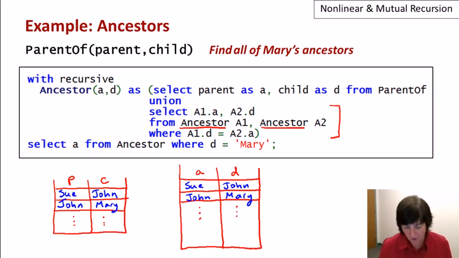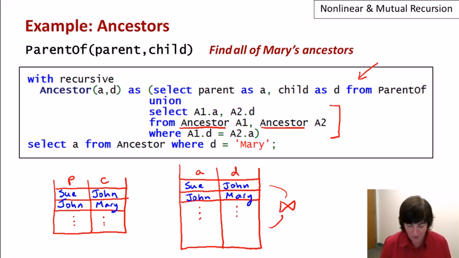So we again start by copying the contents of the parent table into the ancestor table as part of the base query, and I've already shown that here. But now, instead of during iteration joining the parent table with the ancestor table, we're actually going to join the ancestor table with itself to generate new tuples.